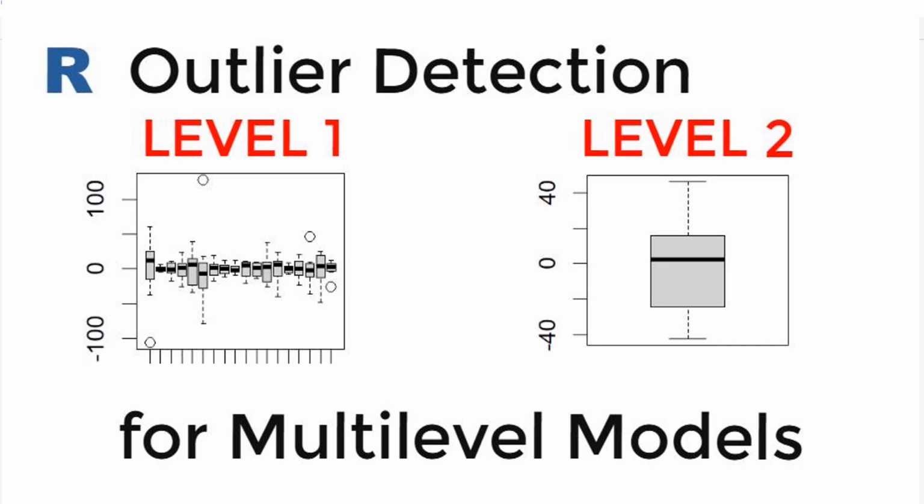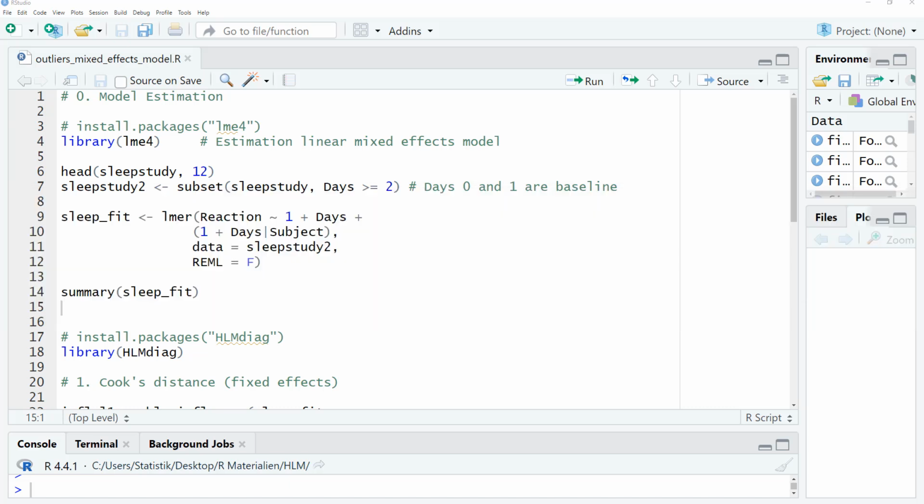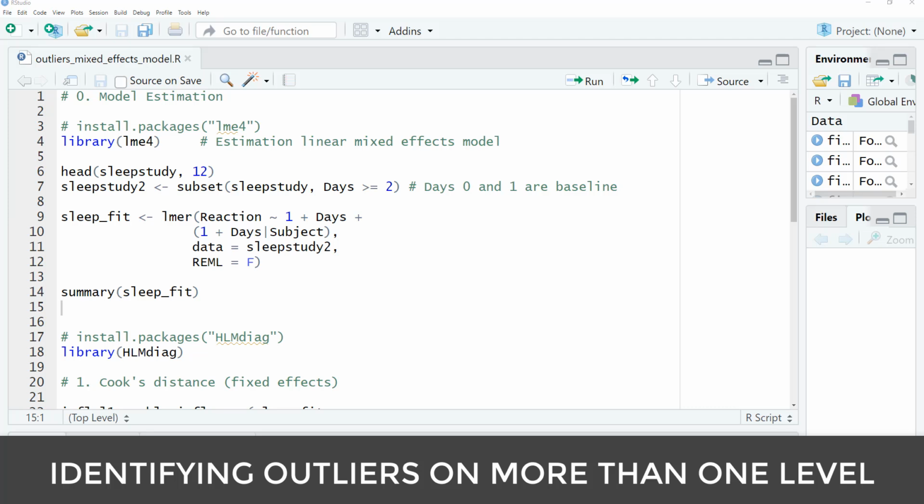Identifying outliers in a multi-level model with R. If you run a multi-level model or linear mixed effects model, it is important to check whether you have outliers in your data. Hi, my name is Arndt Riegosch. I'm a statistical consultant, and in this video I will show you how to identify outliers in a multi-level model with R on both levels.